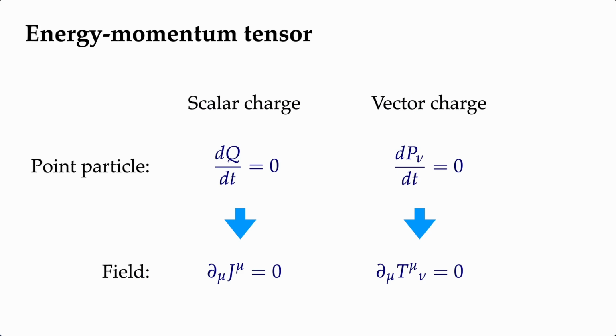When the conserved charge of a point particle is a scalar quantity, the corresponding conserved current for a field is a vector quantity. Energy and momentum, which are charges for the space-time translation symmetries, form a vector in the sense of four-dimensional special relativity. So if we move from a point particle to a field, the corresponding current will become something more complicated than a vector. The thing is called the energy-momentum tensor.